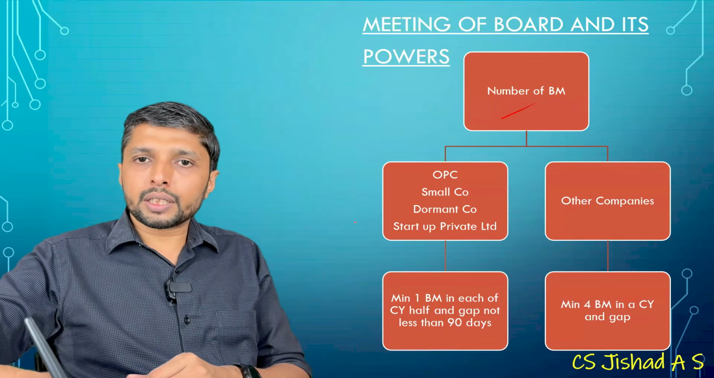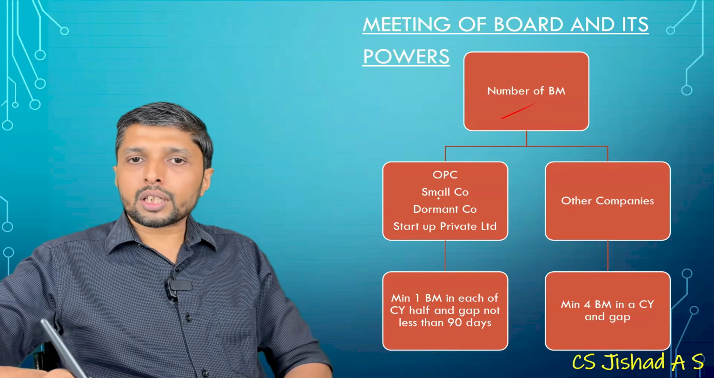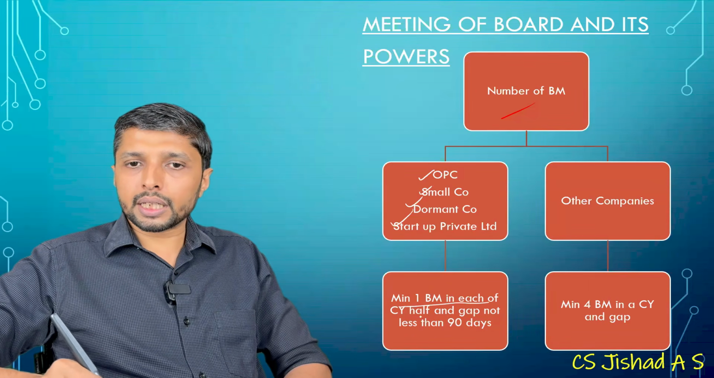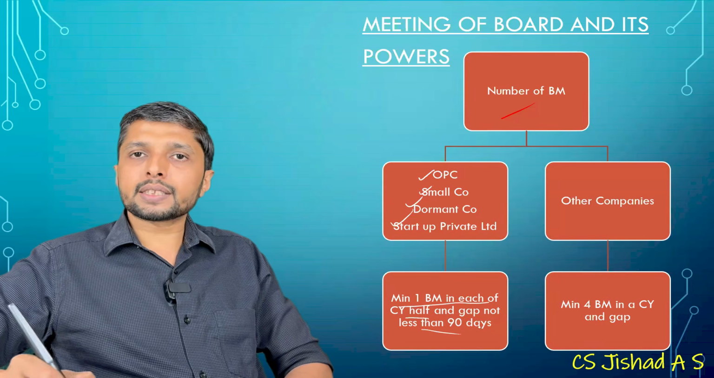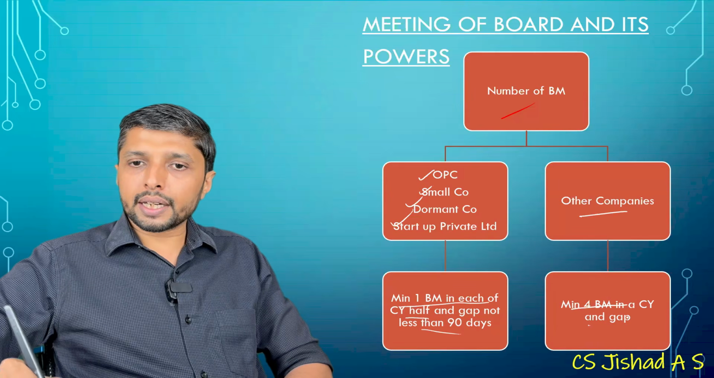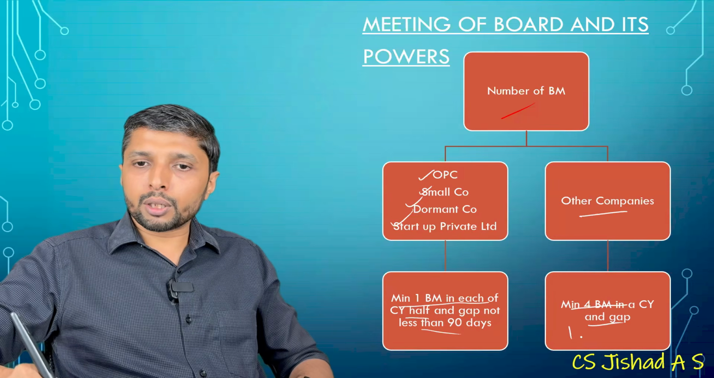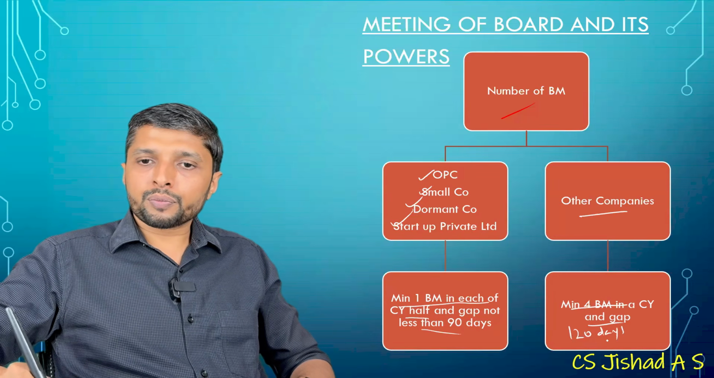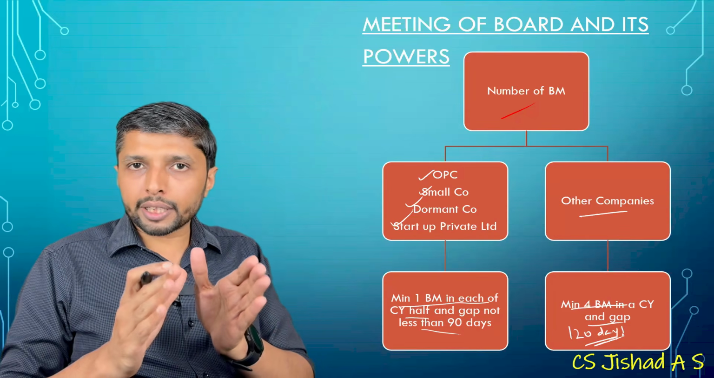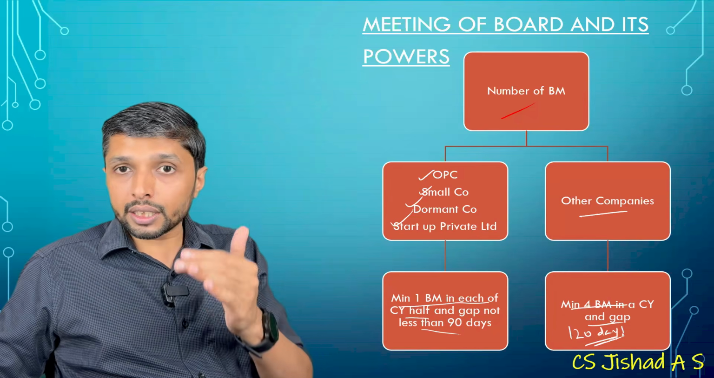Then meetings of board and its powers. With respect to meetings of board, we can have the discussion on the number of board meetings. With respect to OPC, small company, dormant company, startup and private company, a minimum of 1 board meeting in each half of the calendar year, and the gap should not be less than 90 days. With respect to other companies, a minimum of 4 board meetings in a calendar year and the gap should not exceed 120 days. 120 days is the maximum. Minimum 90 days gap should be there for the first category, while for other companies it should not exceed 120 days.